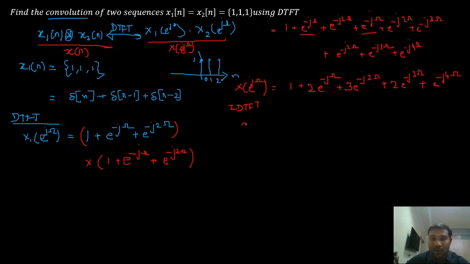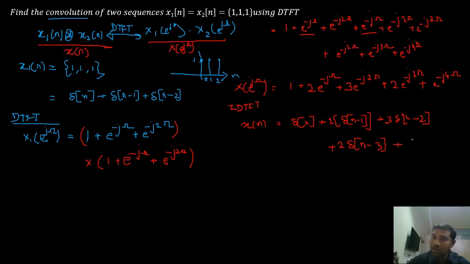So what is my x of n? X of n is going to be delta of n plus 2 into delta of n minus 1, right, plus 3 into delta of n minus 2 plus 2 into delta of n minus 3 plus delta of n minus 4.